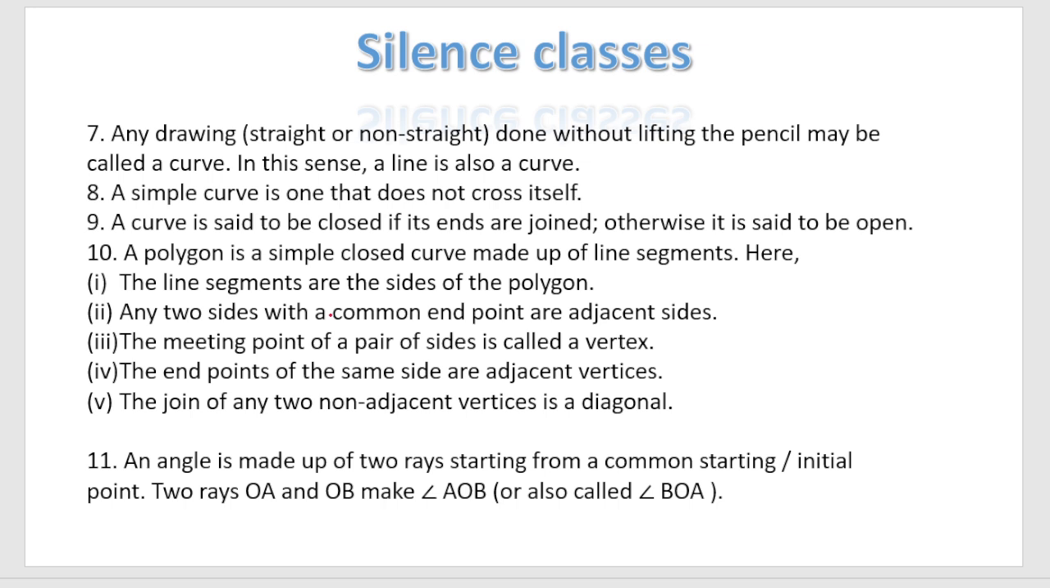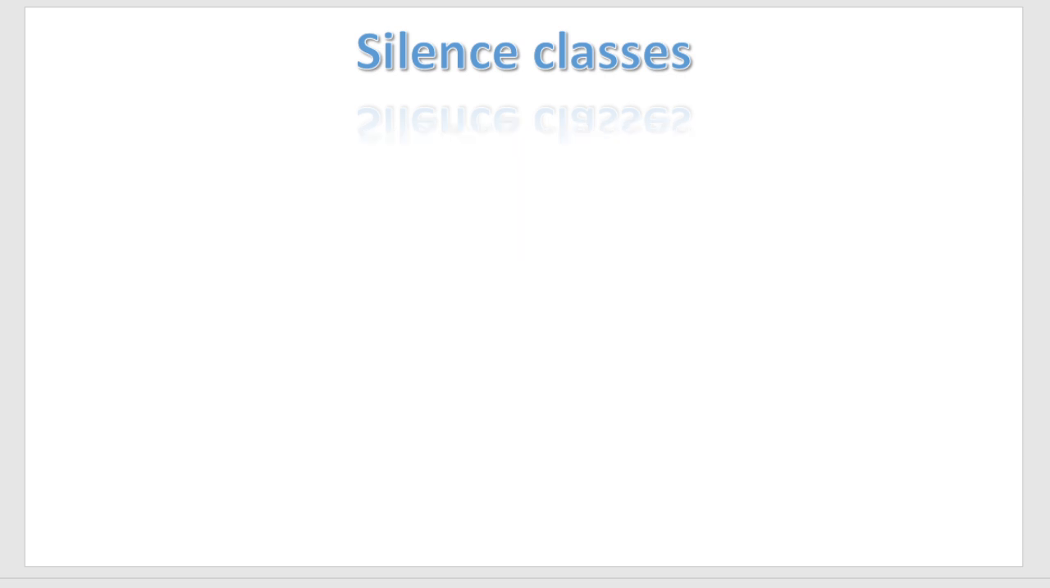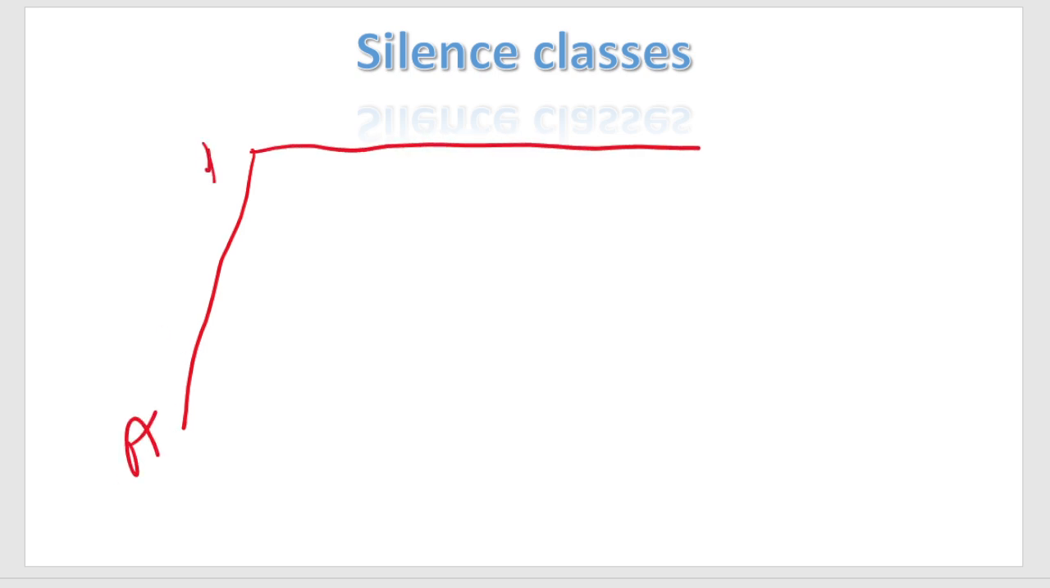Any two sides with a common end point are adjacent sides. Adjacent sides means like this. If we draw a figure like this, A, B and C, it has one meeting point over here, so it is known as adjacent sides.